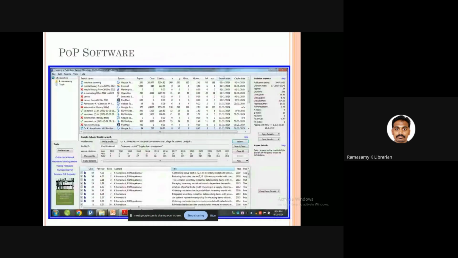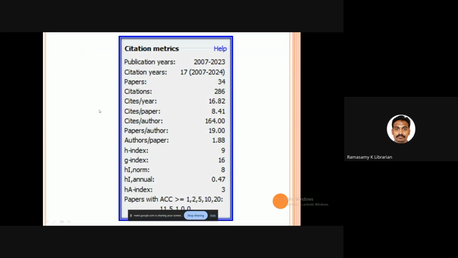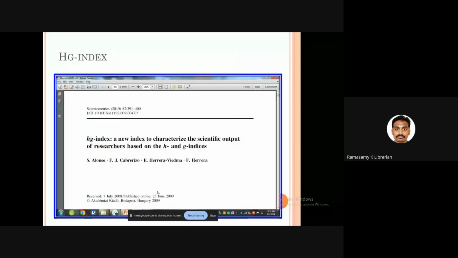Okay, fine. If you are using Publish or Perish software, just go and try. The software provides you all these metrics: H index, G index, H1 normalized, H1 annual, HA index. All these are available in Publish or Perish software. Good. Then comes software called HG index, which was proposed by Alonso and others.